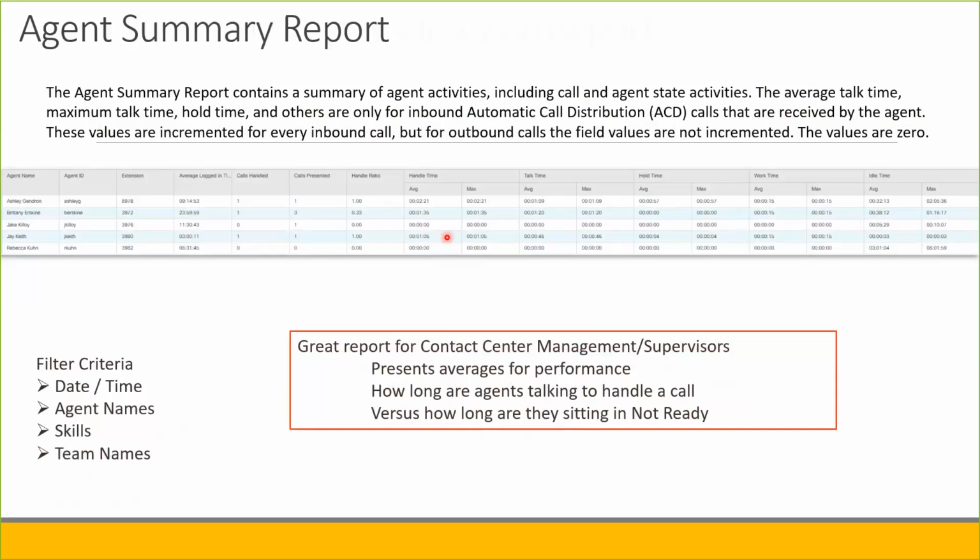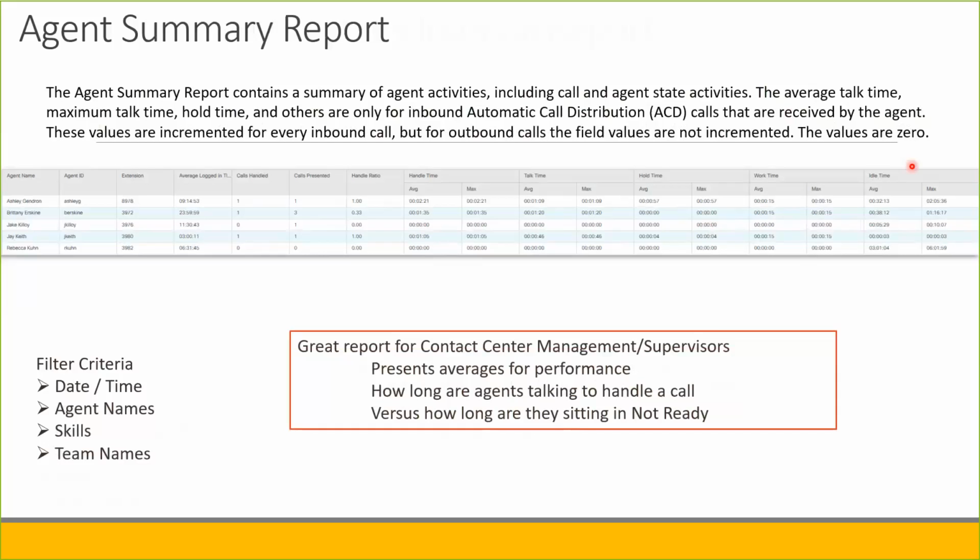The other thing I do like to point out is idle time. Idle time is not necessarily just they're sitting there with their hands in their lap, not doing anything. Idle time is the average time that the agent spent in the not ready state. It does not, however, define what not ready state. So this could be lunch, break, a special project, or I'm out of the office for a training. Whatever that not ready code is, we do have detail level reports that will give us that information if we see an anomaly here with a higher than average.